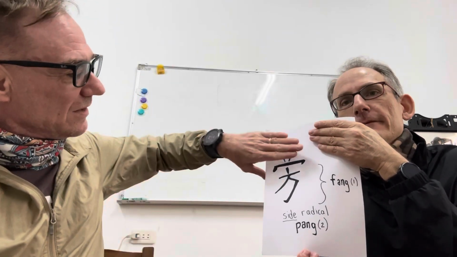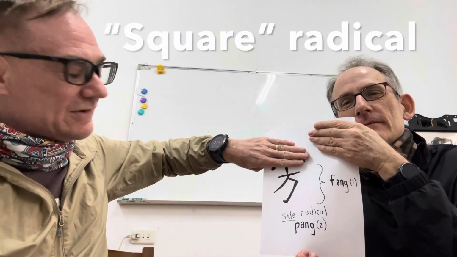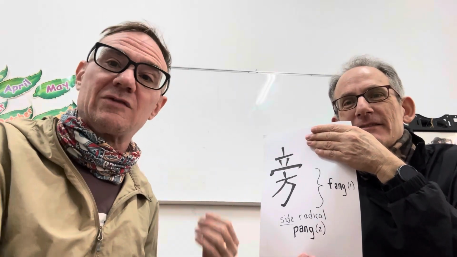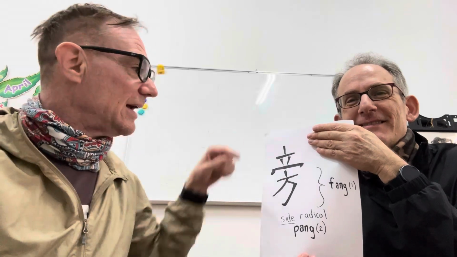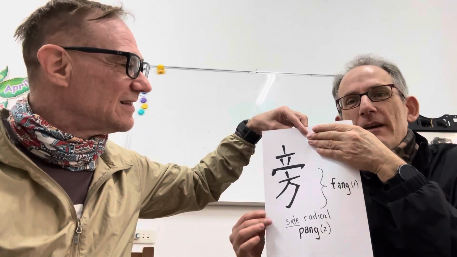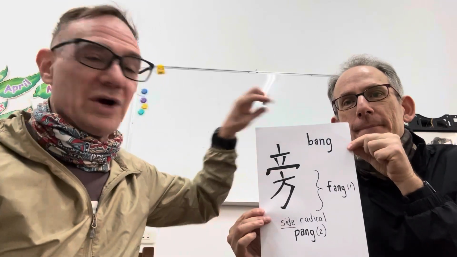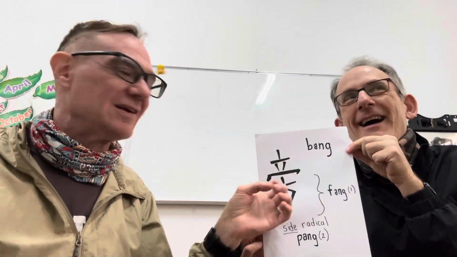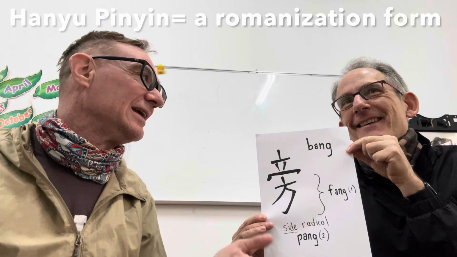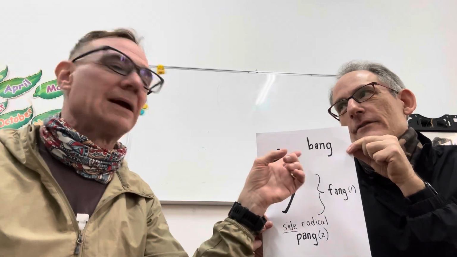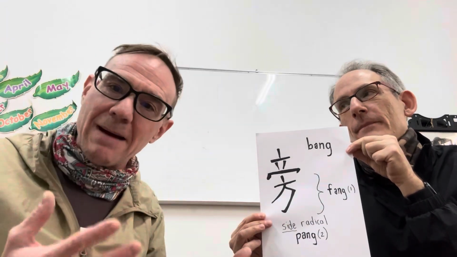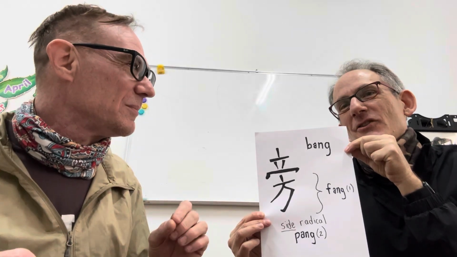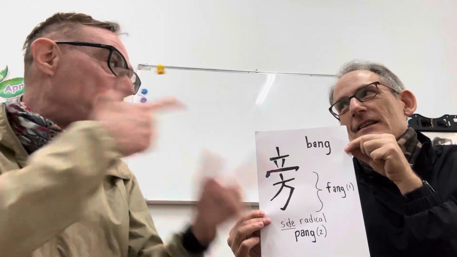The bottom here is actually fang. Because we're using it as a sound form, it's going to be bang. And now you can show this top part, which English speakers would say is bang. But this is Hanyu Pinyin. So we're saying bang. But in order to remember the sound form, not the meaning, we're going to think of it as bang.